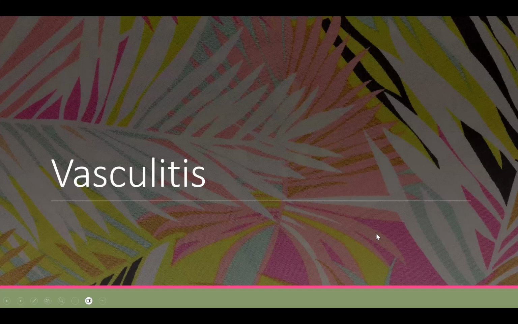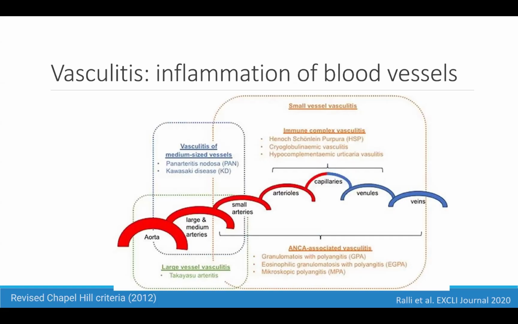We now move on to vasculitis. This is the revised Chapel Hill criteria for vasculitis. Vasculitis in itself refers to inflammation of the blood vessels, and it can be divided into a few major categories.